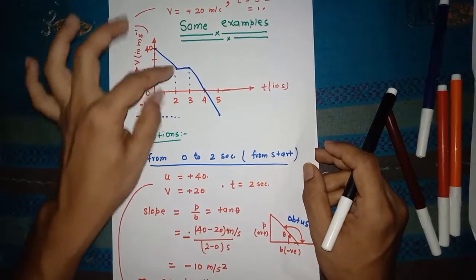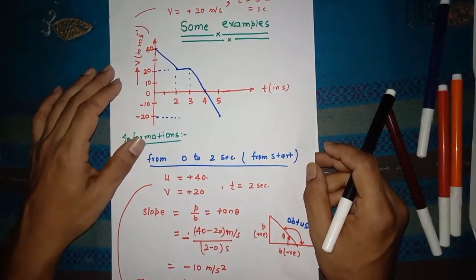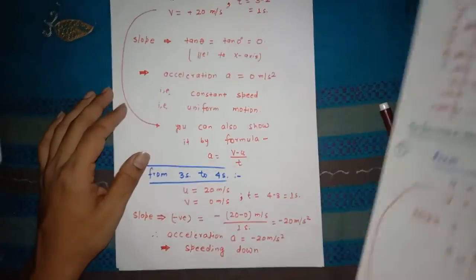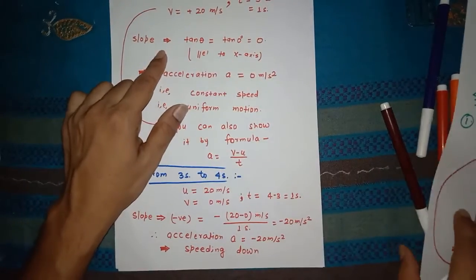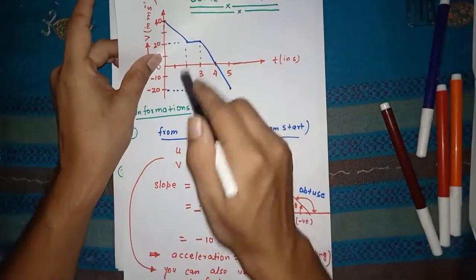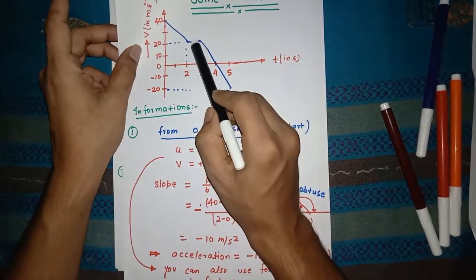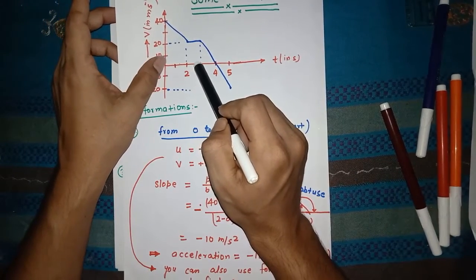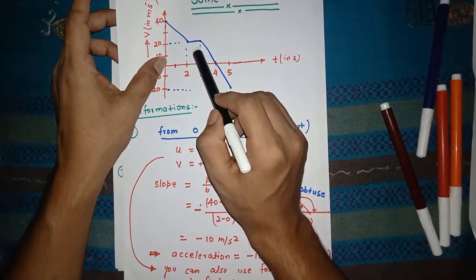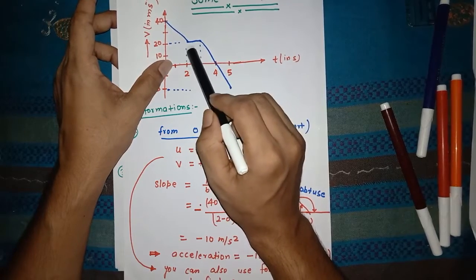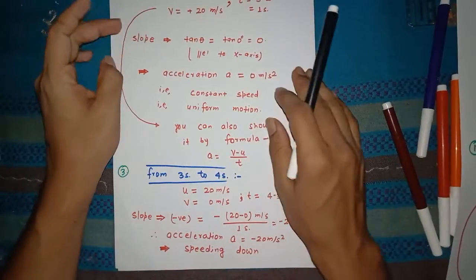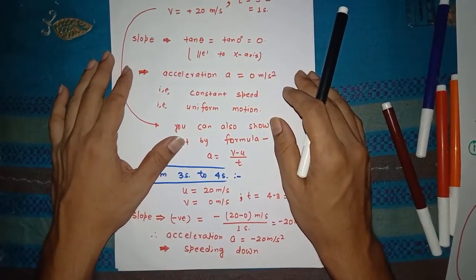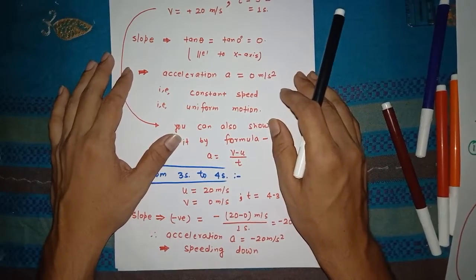So now you can calculate the slope. Here the speed is never changed. That means this segment is parallel to the x-axis, and we know that the angle of a line parallel to the x-axis is 0°. That means theta is 0°, and tan 0° is also 0. That means the slope is 0, that is no slope, and the acceleration then becomes 0 meter per second squared, because the slope of a v-t graph is nothing but acceleration.